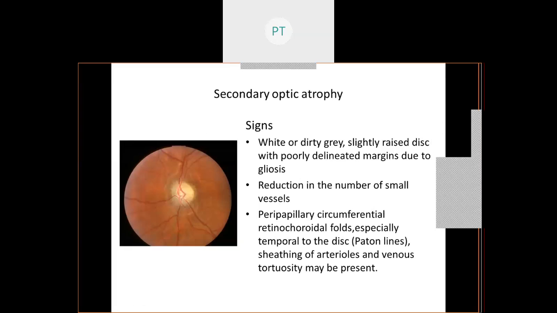So how is it seen? It is seen as a white or dirty gray, slightly raised disc with poorly delineated margins due to gliosis. There's again a reduction in the number of small vessels on the disc, and you do get peripapillary chorioretinal folds, especially temporal to the disc, which are known as Paton's lines. And there can be sheathing. You can see these vessels acquiring white sheathing of the arterioles, and venous tortuosity may be present.